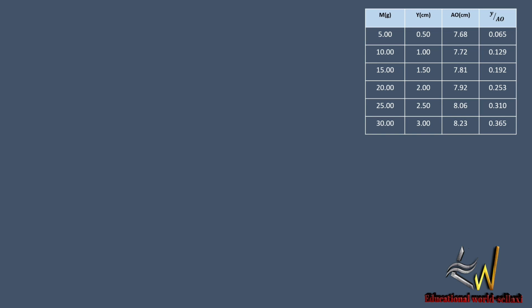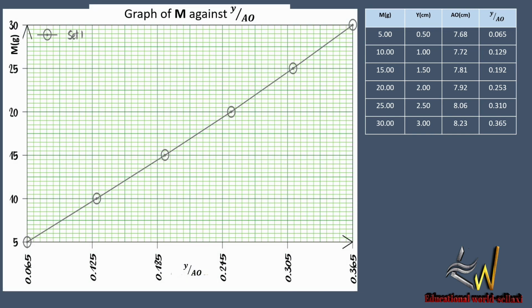Now one important thing you have to note is that, can you see the uniform number of decimal places? And also the heading of our table of values have their respective units, except the one that doesn't have a unit. So we now move straight to graph plotting. So don't forget the title of the graph is a graph of m against y over AO, and you can see it's a straight line graph.